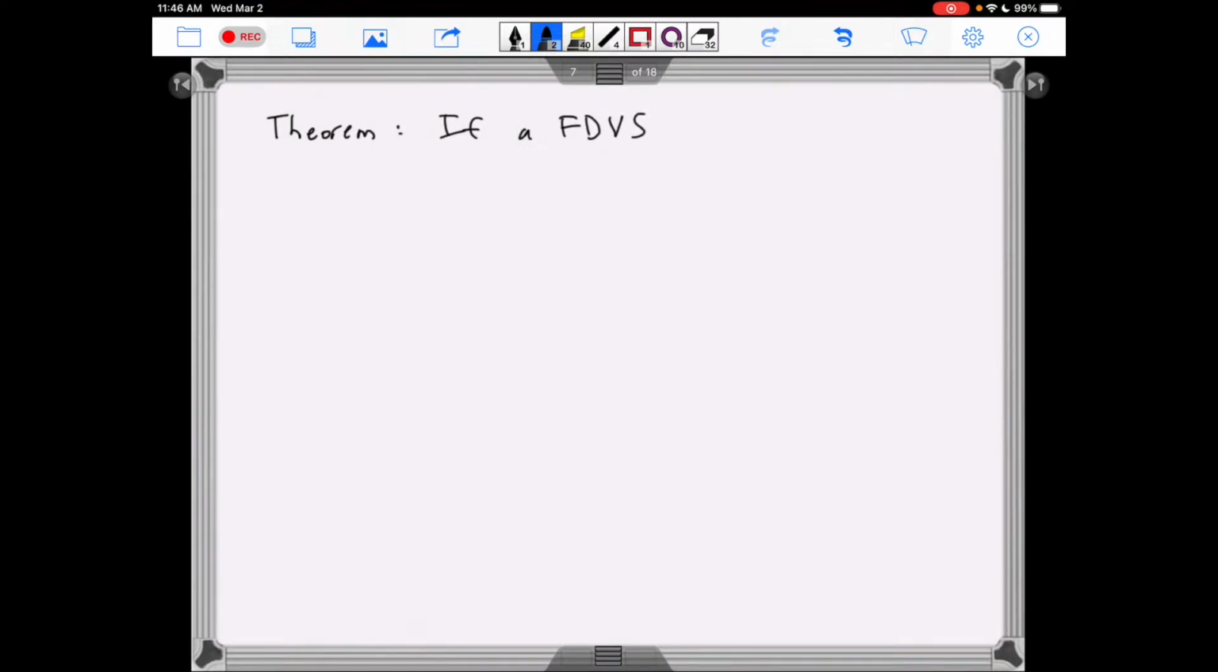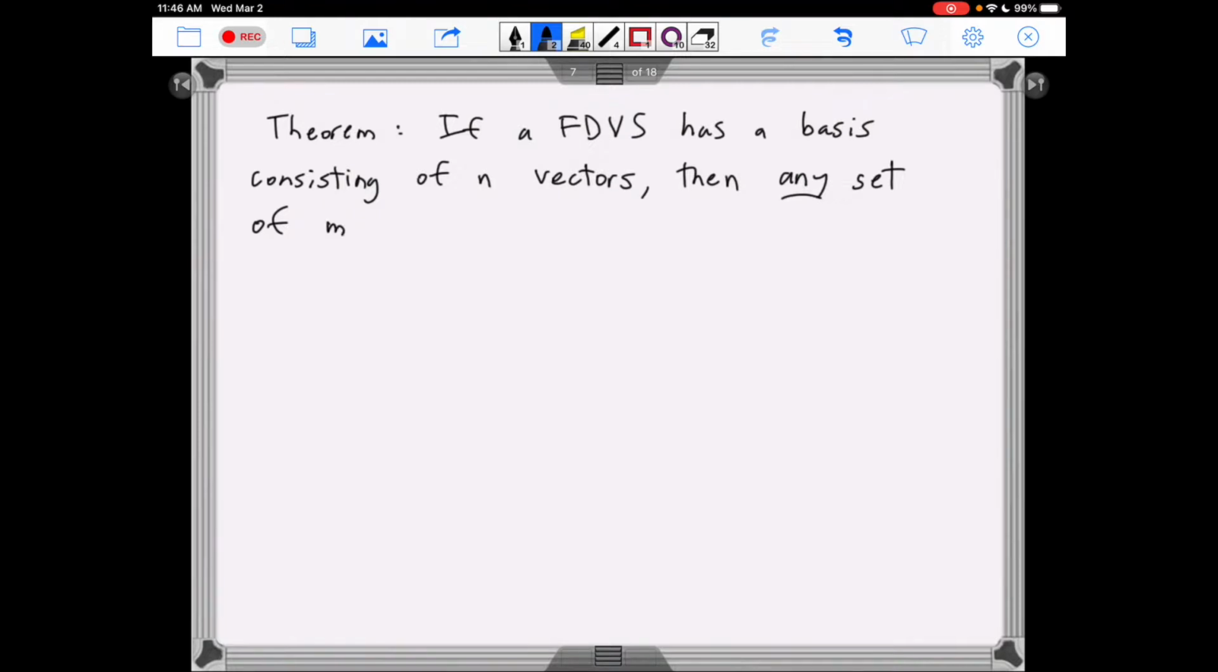If a finite dimensional vector space has a basis consisting of n vectors, then any set of more than n vectors is always linearly dependent. Okay.